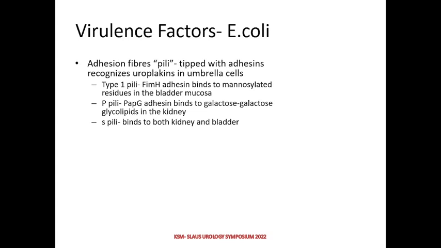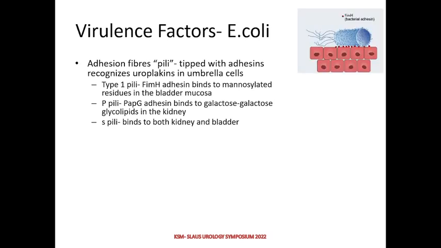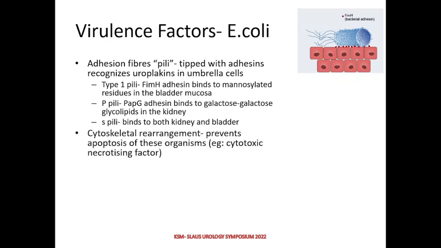We'll talk about the virulence factors of E. coli, which will be important in prevention of recurrent UTI later on. It has many types of pili or fimbriae and afimbrial adhesins also. Type 1 fimbriae have the FimH adhesion molecule, which will attach to the mannosylated residues in the bladder mucosa. P pili will attach to the galactose glycolipid in the kidney, which will cause pyelonephritis. And there are S pili, which can cause cystitis as well as pyelonephritis.